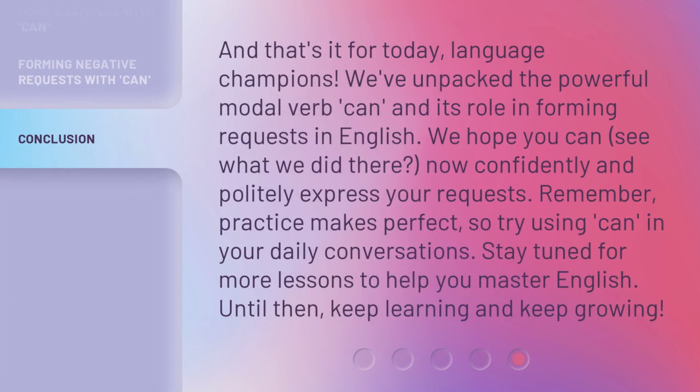And that's it for today, language champions. We've unpacked the powerful modal verb, can, and its role in forming requests in English. We hope you can see what we did there. Now confidently and politely express your requests. Remember, practice makes perfect, so try using can in your daily conversations.